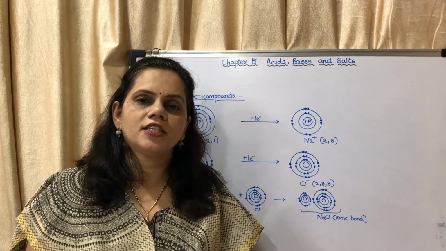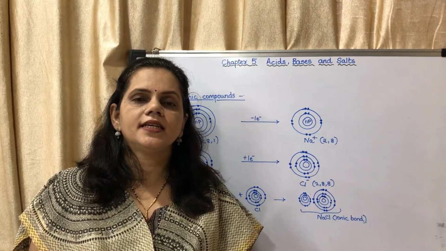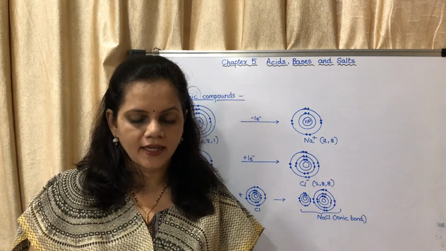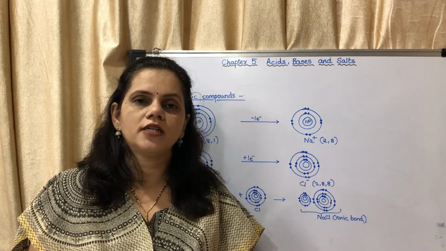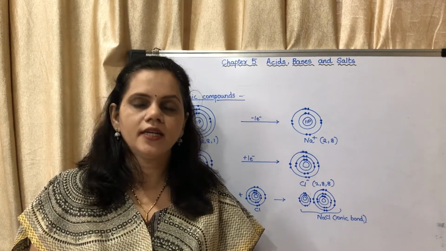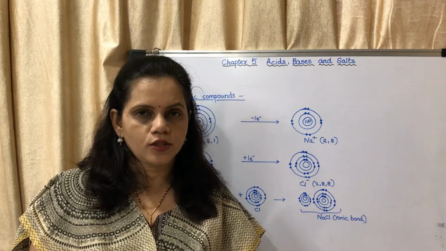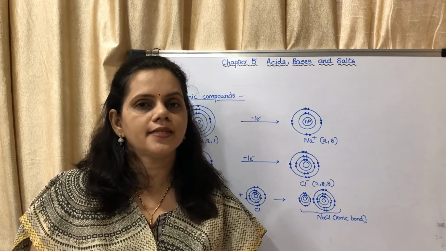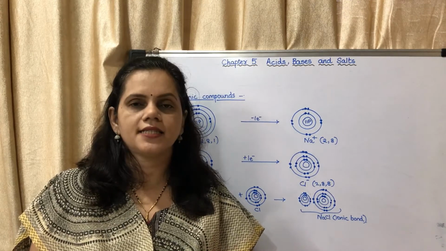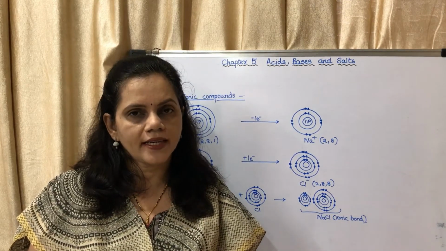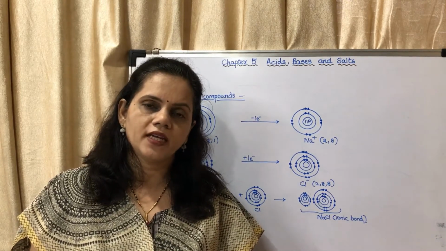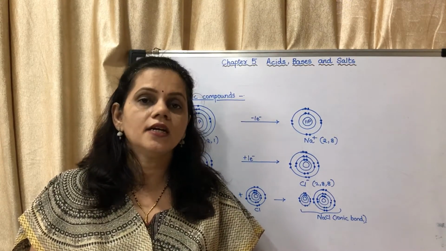CaCl2, that is calcium chloride. The basic radical is Ca2+, the acidic radical is Cl minus. The type of the compound is salt. Next one is (NH4)2SO4, that is ammonium sulfate. The basic radical is NH4+ and the acidic radical is SO4 2 minus. So it does not have H plus or OH minus, so it is a salt.